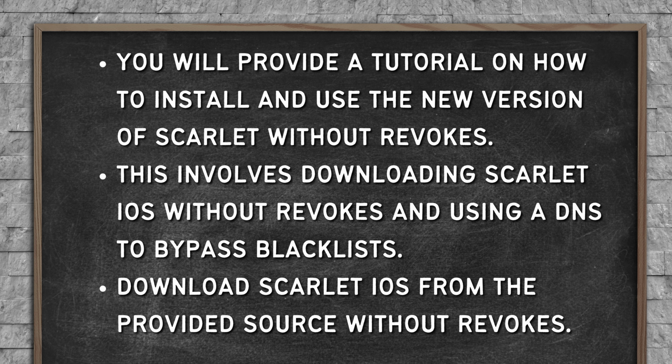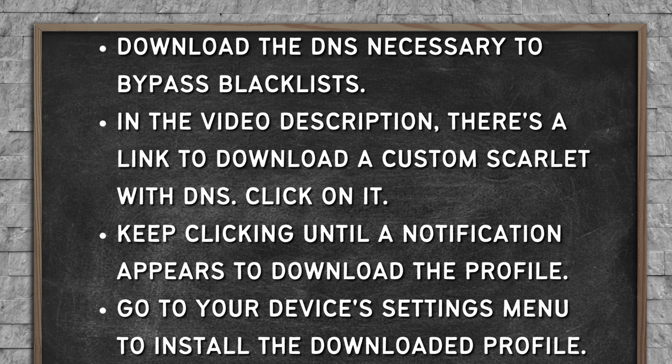Download Scarlet iOS from the provided source without revokes. Download the DNS necessary to bypass the blacklist. In the video description, there's a link to download a custom Scarlet with DNS. Click on it. Keep clicking until a notification appears to download the profile.